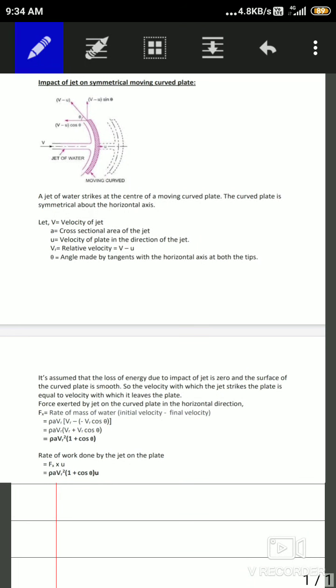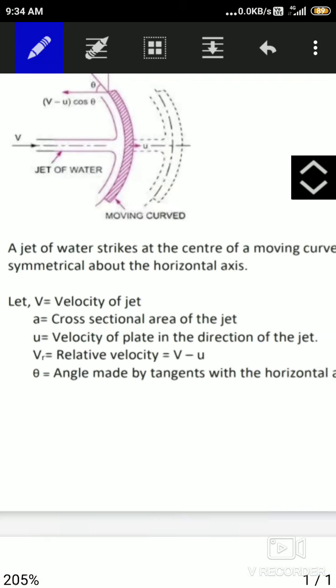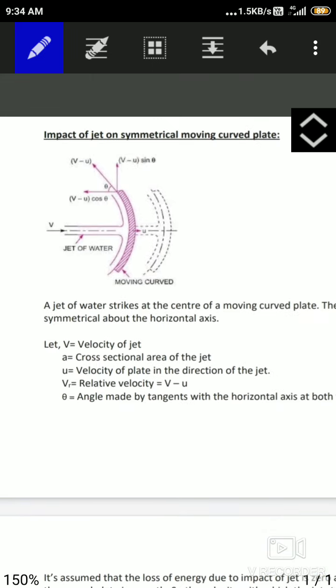Now we will be studying the impact of a jet on a symmetrical moving chord plate. Previously the chord plate was fixed. Now the chord plate is moving in this direction with a velocity u. The jet of water is striking at a velocity v at the center of the chord plate.